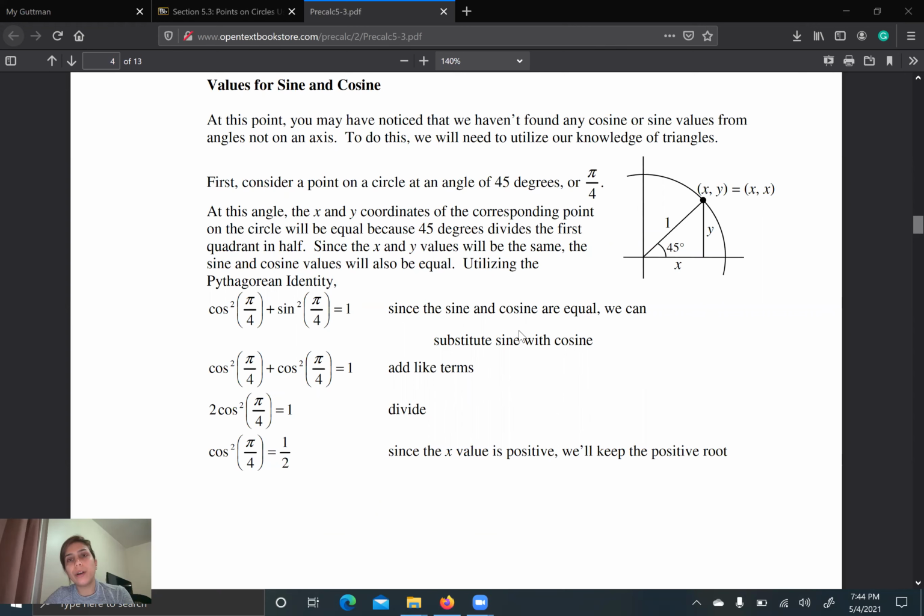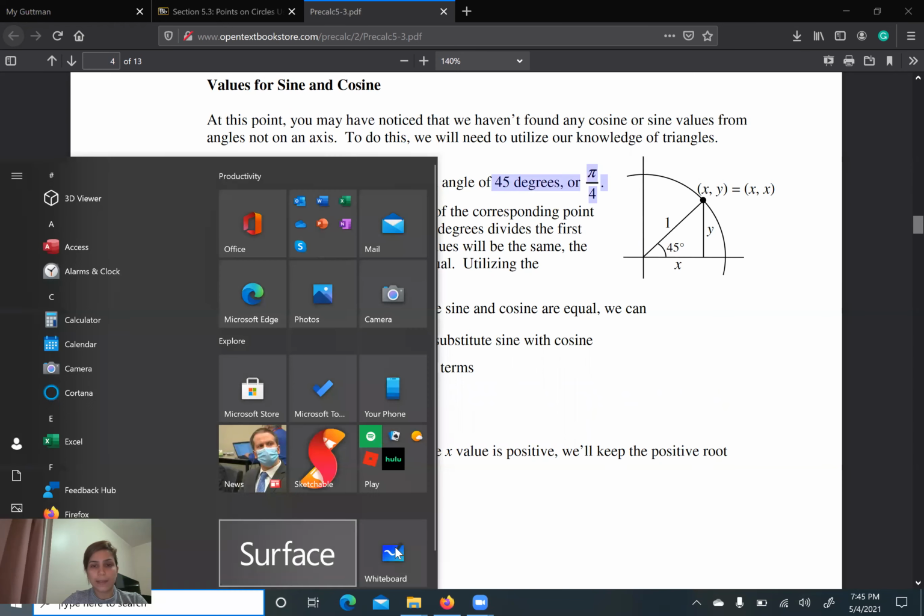Okay, so far we just discussed what sine and cosine are. We saw how to calculate one when the other one is given, but we haven't evaluated sine and cosine for any specific angle. So let's do that. For example, consider the angle 45 degrees, or in other words, pi/4, and let's calculate sine and cosine of this angle.